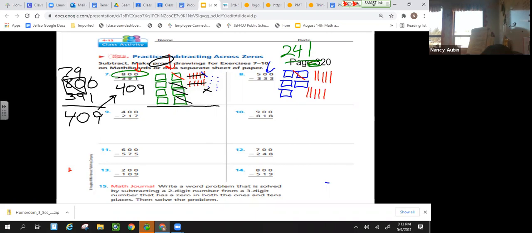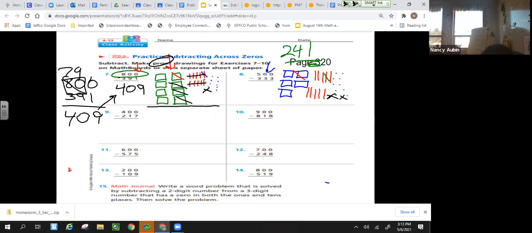But I still don't have any ones. So what do I do, Sawyer? How do I get those ones? Yep, and I'm going to make how many ones? 10 ones. Now can I take 3 ones away? Sure. Let's get rid of them.